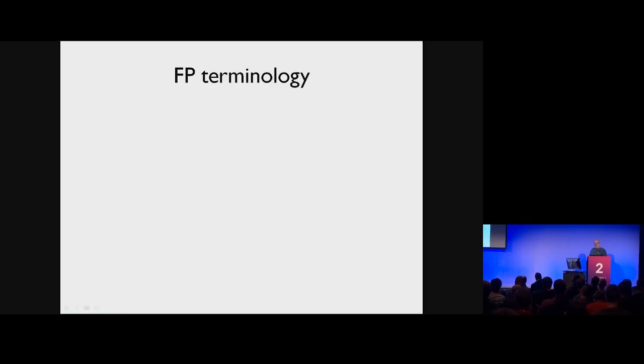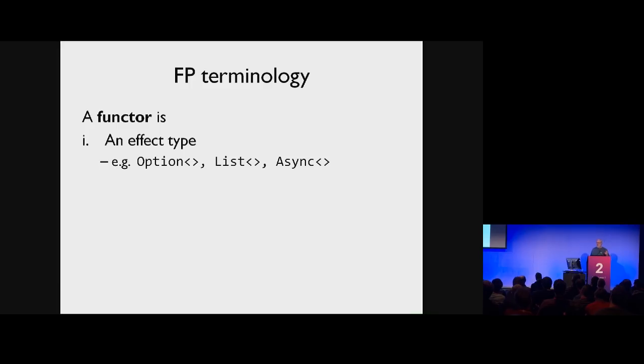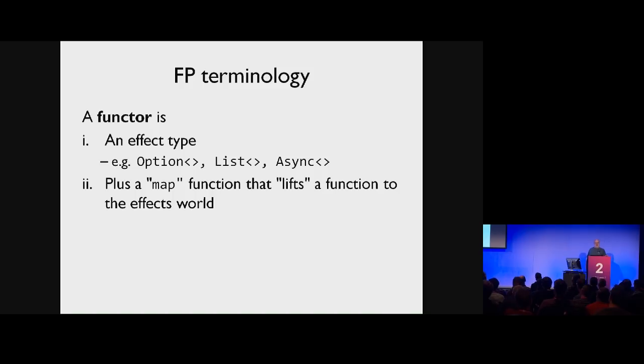And of course, now we have the jargon version of map. The jargon version is that it's a functor. A functor is an effect type, which again is option or async or list or whatever it is, plus some sort of map function that works with it, that's specifically designed. So the implementation of map for options is different from the implementation of map for lists, which is different from the implementation of map for tasks or async or whatever. But the concept is the same. Once I know that this thing exists, I know exactly how to use it.